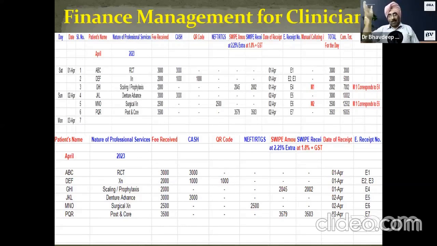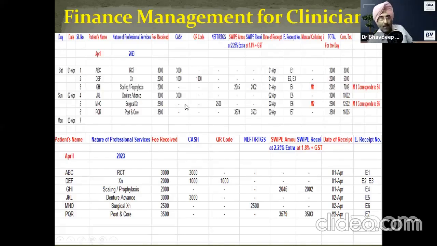Okay. So again, for example, Sunday is working. Normally we don't work on Sunday, but just to give a demo. Sunday, 2nd April, patient number JKL, denture advance 3,000 rupees. He paid cash, E5 generated. Surgical extraction, he paid through NEFT mode, E6 generated. But he also said, I need a manual receipt. So M2, sorry, it is wrongly printed M1, M2 corresponding to E6. That is the way things go.